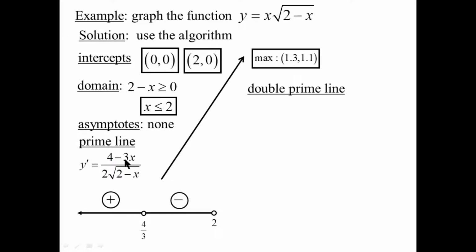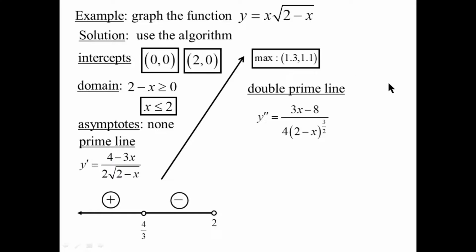Double prime line. Now you have to prime the prime. I'll present the result here, and you'll pause the video and confirm that yes, this is the result of differentiating the derivative, the double prime. Setting it equal to 0, we can see that x equals 8/3. If the numerator were 0, x would be 8/3, but 8/3 is bigger than 2. So there are no critical numbers here.